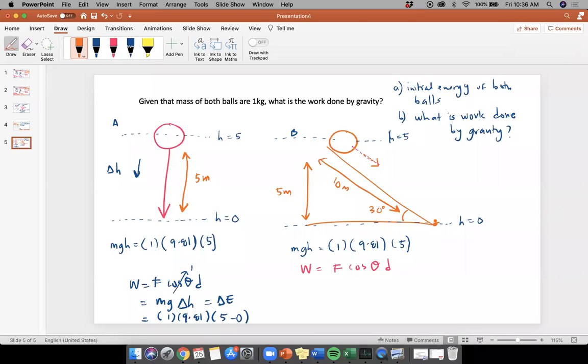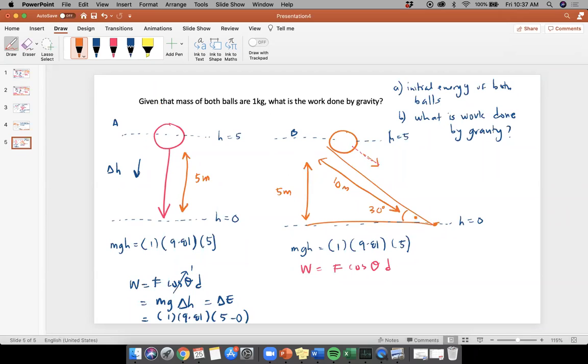Okay, assuming there's no friction. If there is friction and it's a bumpy ride, then you lose a lot of energy. But anyways, I'm saying if you solve it with respect to the incline versus solving it with respect to the displacement in the y, the answer will be the same. Okay, let's do this one.